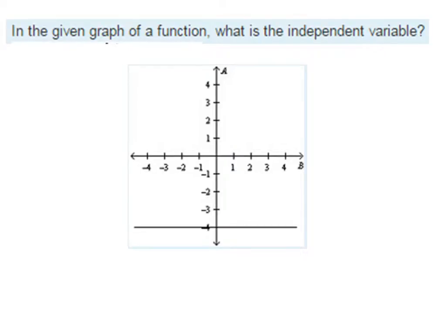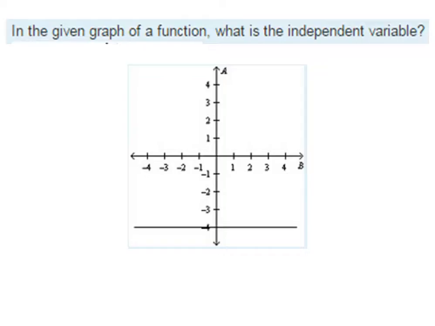given graph of a function, what is the independent variable? And in any function, we have an independent variable and we have a dependent variable. And this is kind of based on the ordered pairs, or what you need to know first versus what you need to know second. And the independent variable is what you need to know first. It's the variable that comes first in a function or in an ordered pair.